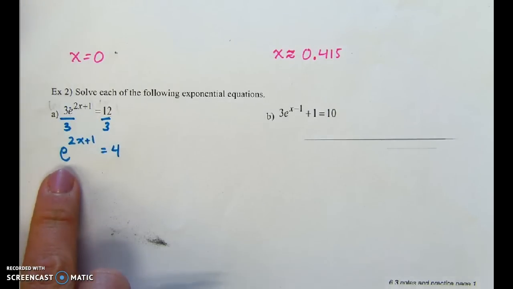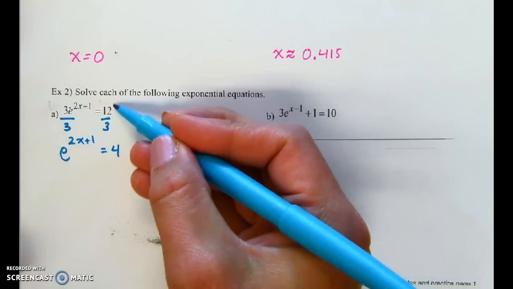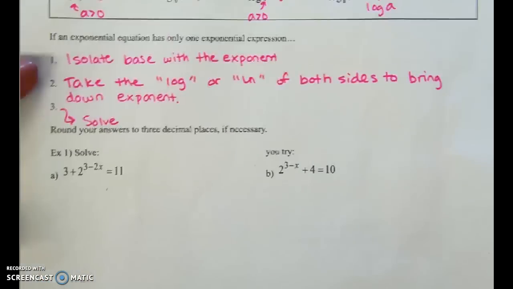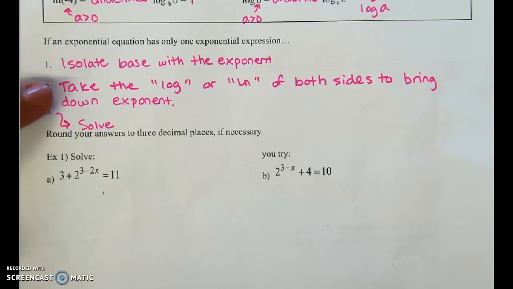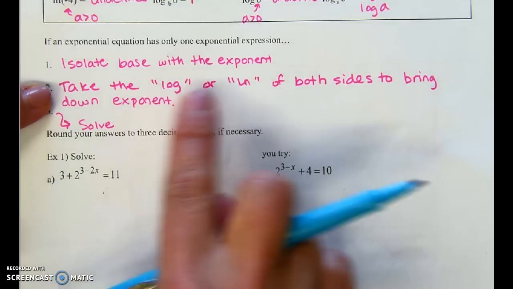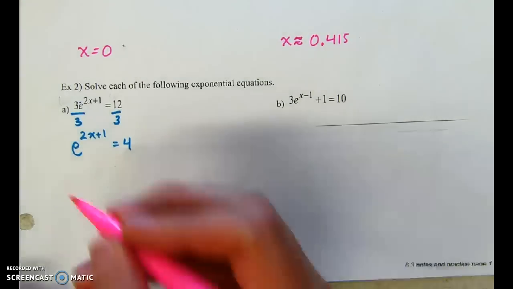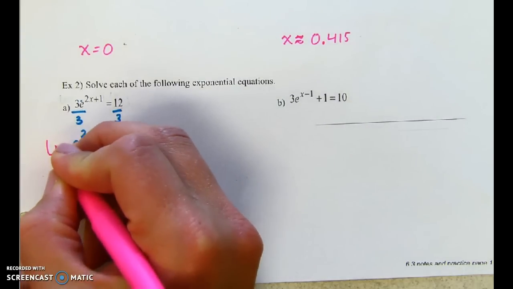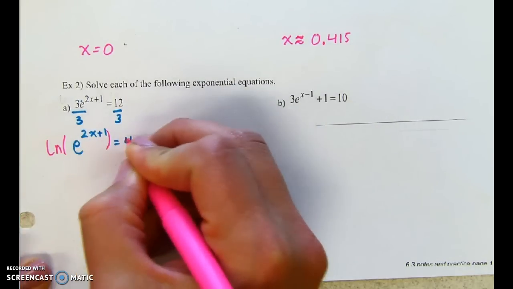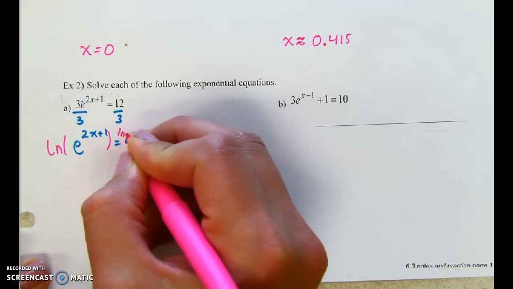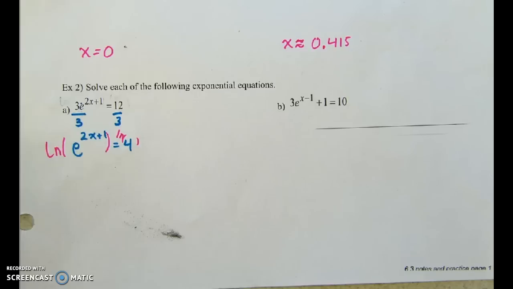Our base is E. How come 12 wasn't the base? It doesn't have an exponent. So E is our base. Step 1. Isolate the base. Step 2. What does it say? Take the log, or the natural log. Since our base is E, we're going to take the natural log of both sides. So I'm going to write ln here, and there's never any room unless you knew it was coming. You just try your best.